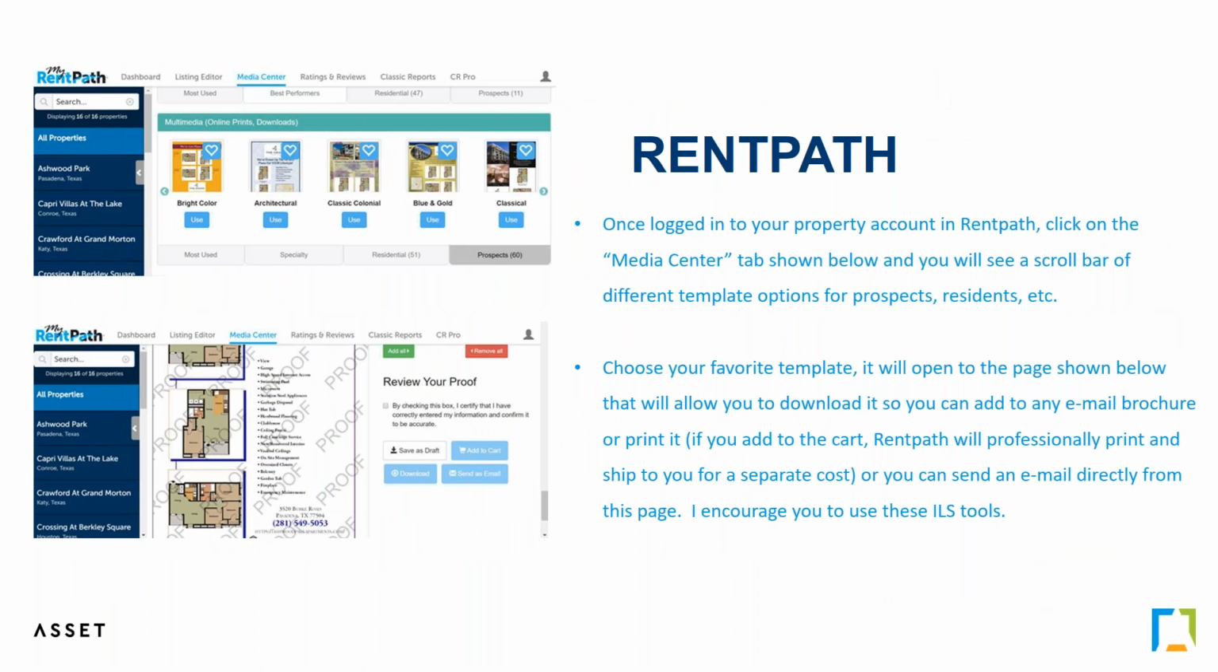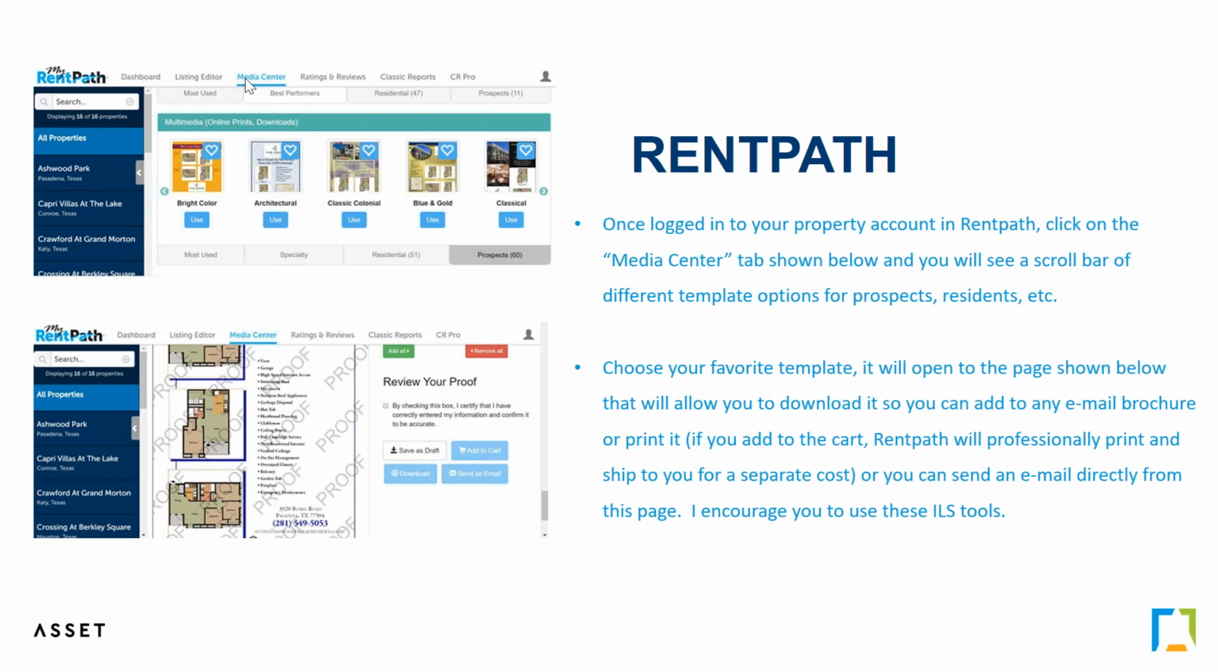So the next one, and this all, of course, depends on if you have active listings. If you are using RentPath, you've got the same opportunity to do with RentPath that you did with apartments.com. So on RentPath, when you log into your dashboard to your property, you are going to see the dashboard and the listing editor and then the media center. That's where you're going to click for RentPath.